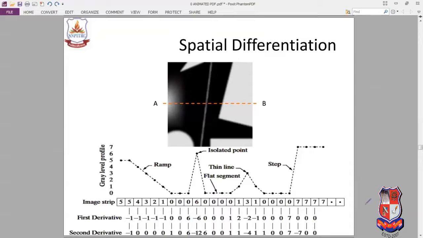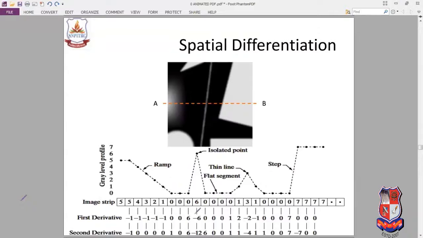So now, what were the 6 requirements for defining a derivative? The first order derivative should be non-zero along the ramps. So this is a ramp, and the first order derivative is non-zero. It should be 0 in constant regions of grayscale. So this is a constant region, and we have the 0s. Here again, it's a constant region, we have zeros. Again, this is a constant region, we have 0.